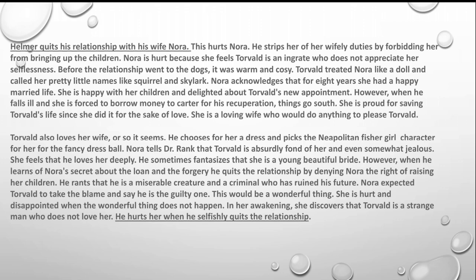However, when he learns of Nora's secret about the loan and the forgery, he quits the relationship by denying Nora the right of raising her children. He rants that he is a miserable creature and a criminal who has ruined his future. Nora expected Torvald to take the blame and say he is the guilty one. This would be a wonderful thing. She is hurt and disappointed when the wonderful thing does not happen. In her awakening, she discovers that Torvald is a strange man who does not love her. He hurts her when she selfishly quits the relationship.